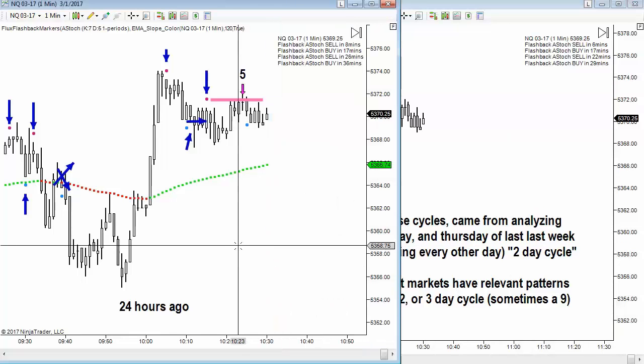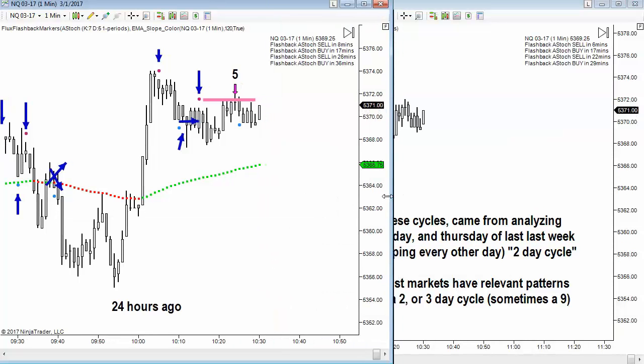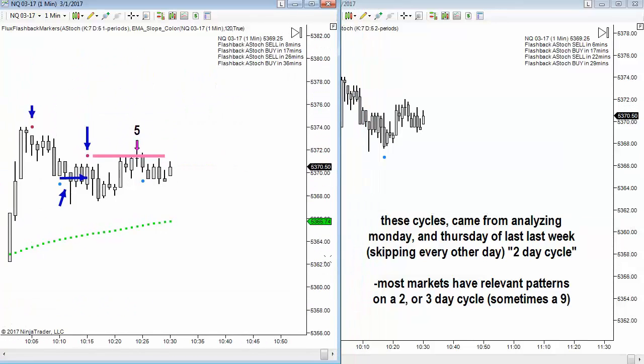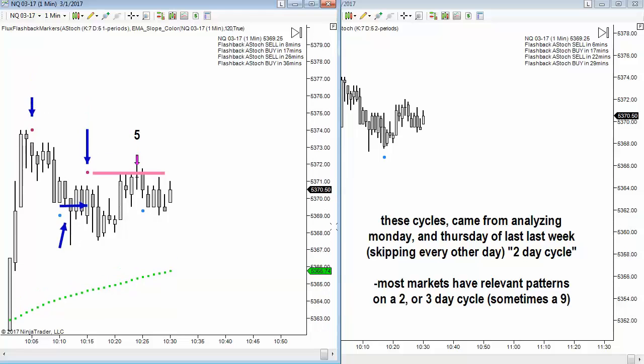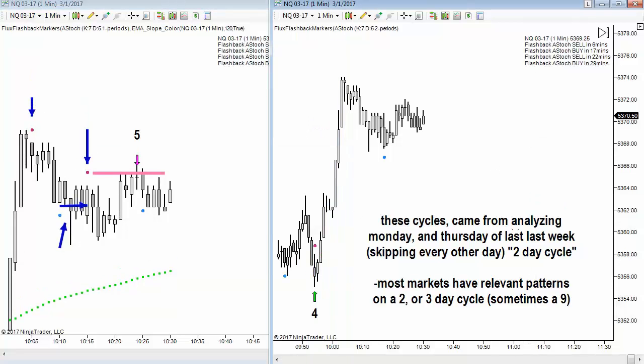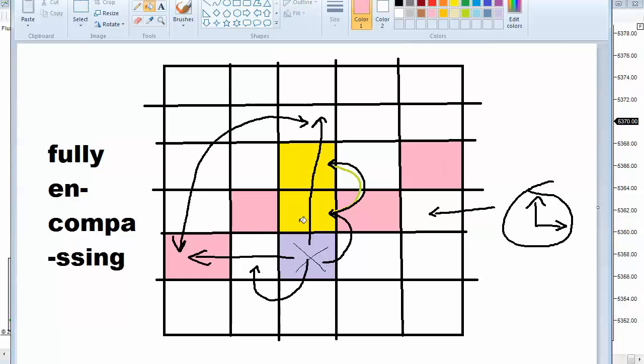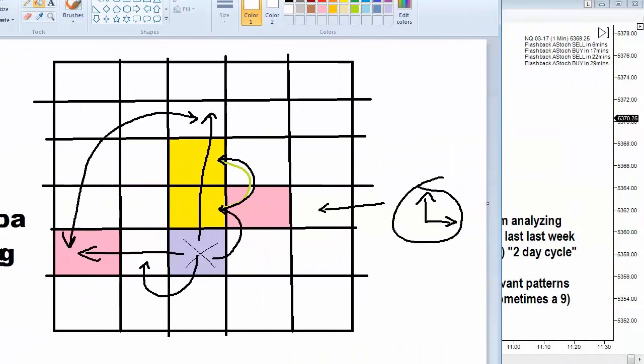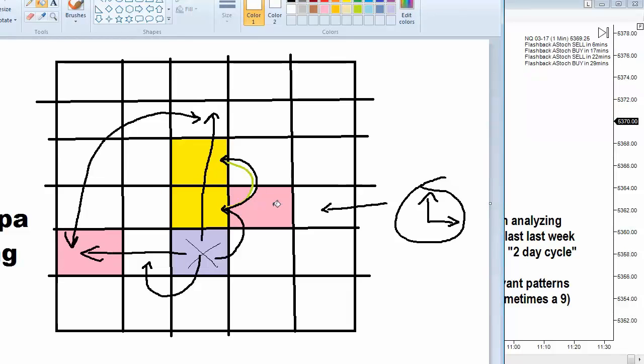So, do you see the difference between the two charts? The chart on the left is based off of the significant times from yesterday. The chart on the right is based off of the significant times from Monday and Thursday of last week using a skipping pattern. So right now, the dots on the chart on this screen are coming from analyzing these 2 pink days.